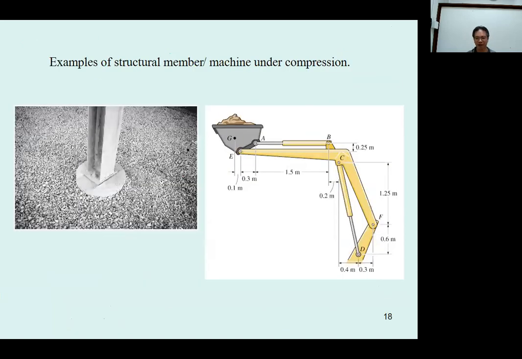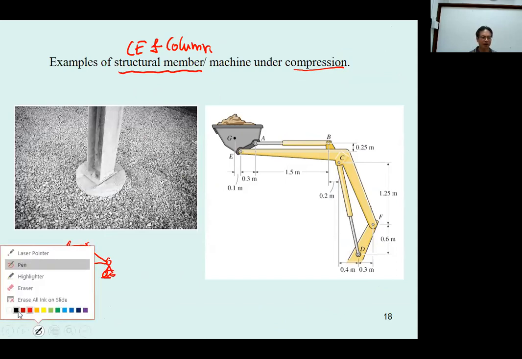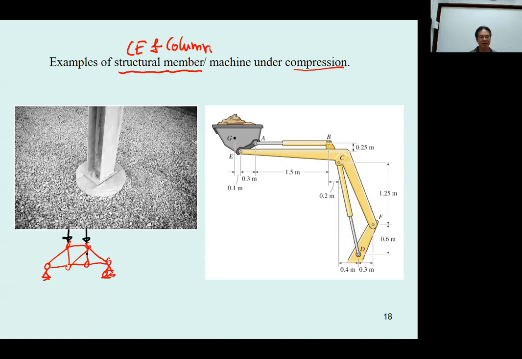And then for the compression, there are a lot of structural members in civil engineering that are subjected to the compression, such as what? Such as the column. And also, if we have the steel truss, for example, like this, and our truss is subjected to the forces, for example, from the roof, the member here, the member in the top chord of the truss like this will also be subjected to the compression.